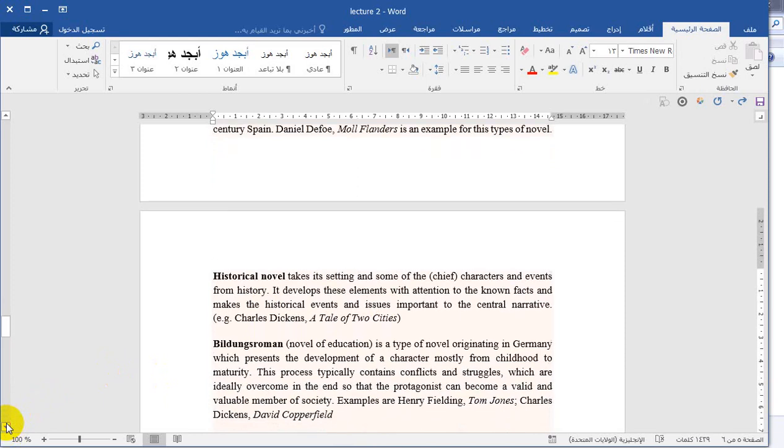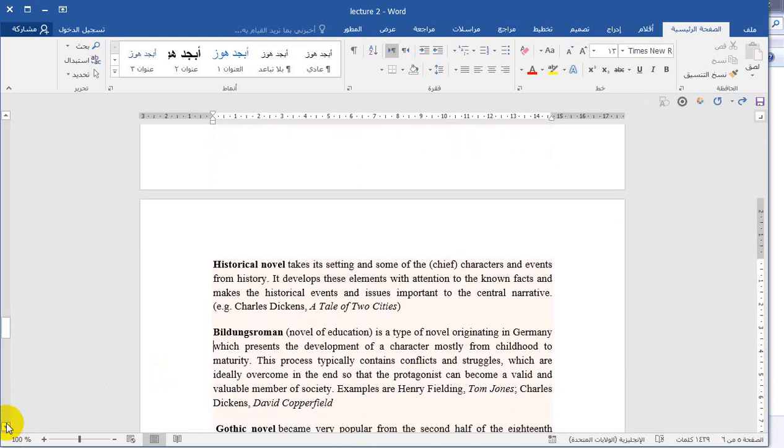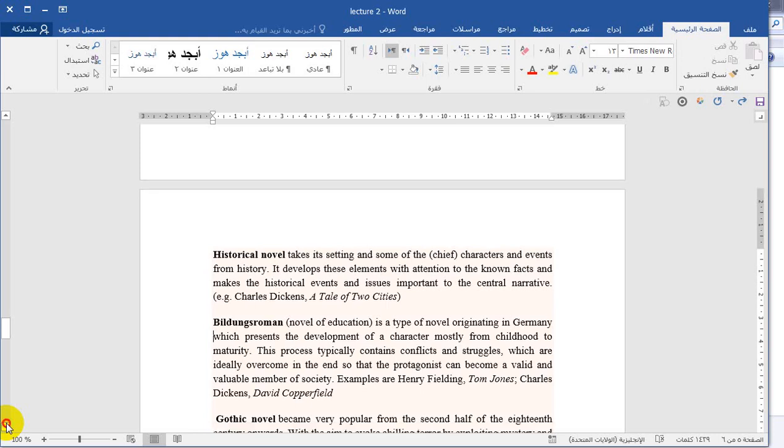And we have the Bildungsroman, which is from German. Novel of education is the second name for it. Here, this kind of novel traces the development of the character from his childhood to his adulthood. He traces something like a line from his birth to his youth to his death. So this is called the Bildungsroman novel. We have Charles Dickens, David Copperfield, and Henry Fielding, Tom Jones. This is called the Bildungsroman.